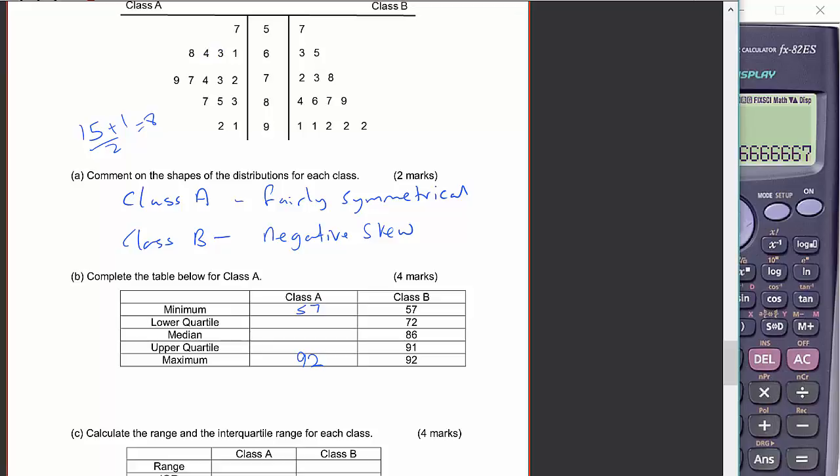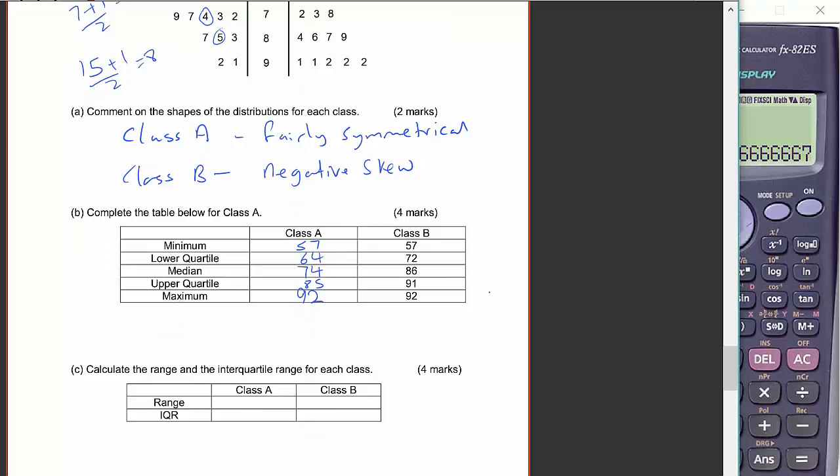So 1, 2, 3, 4, 5, 6, 7, 8. So that's 74. That leaves me a list of 1, 2, 3, 4, 5, 6, 7 below. 7 add 1 divided by 2 is 4. So the fourth piece of data is the lower quartile. 1, 2, 3, 4. So that would be 64. And the fourth piece of data in the upper list. So 1, 2, 3, 4. So that one is 85.